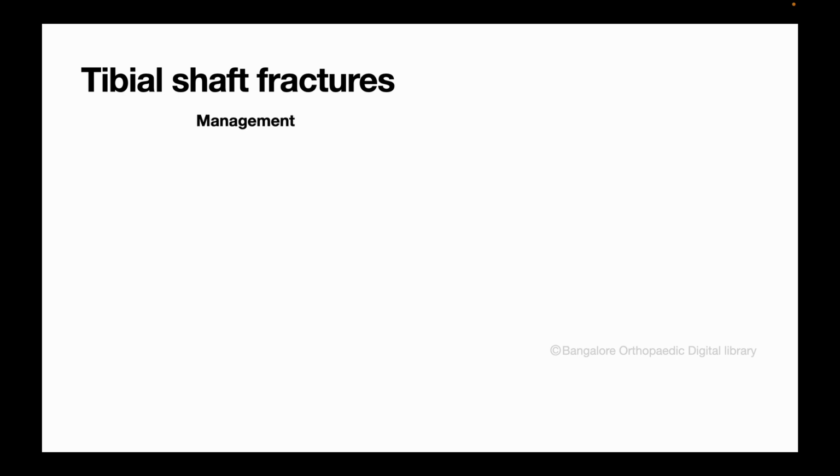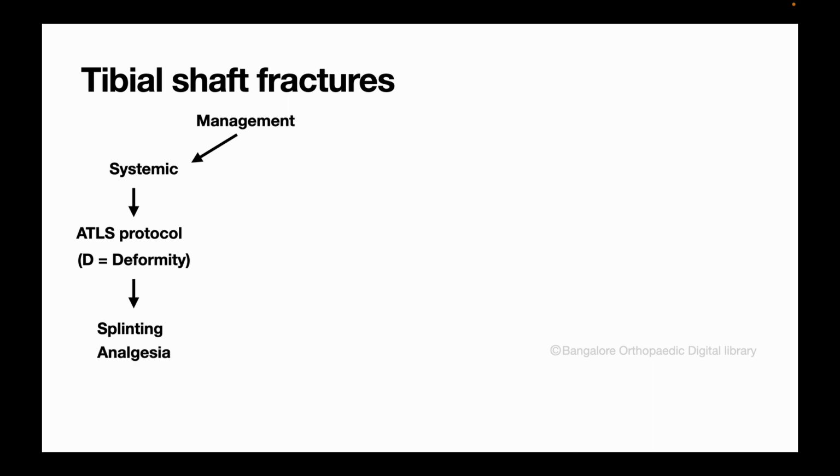Similar to femoral shaft fractures, fractures of the tibia indicate significant energy transfer and hence may be associated with polytrauma. Due to this reason, management of the tibial shaft fractures should be along the advanced trauma life support protocol. This is to recognize and treat the more life-threatening injuries on a priority basis. After appropriate splinting and analgesia, specific local treatment for most of the tibial shaft fractures is surgery.